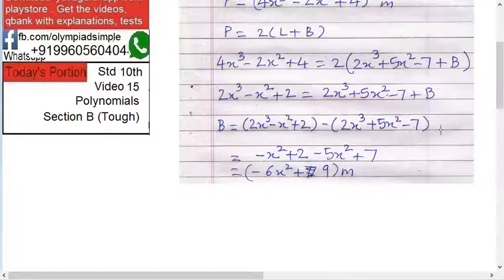Right? Solve the brackets. You get 2x cube gone, minus x square, and here minus 5x square. So minus x square plus 2 minus 5x square, and this again plus 7. So solve it. It becomes minus 6x square plus 9 meters. This is the breadth. Check whatever answer is given in the exam. It's minus 6x square.